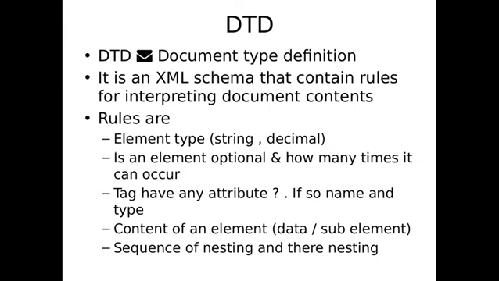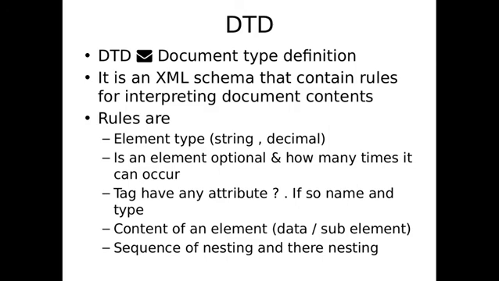Some of the rules include information such as what the element type is. In XML the basic unit is the element, and in DTD you can see the type of the element. Sometimes it will be string, sometimes decimal, sometimes complex type, etc.